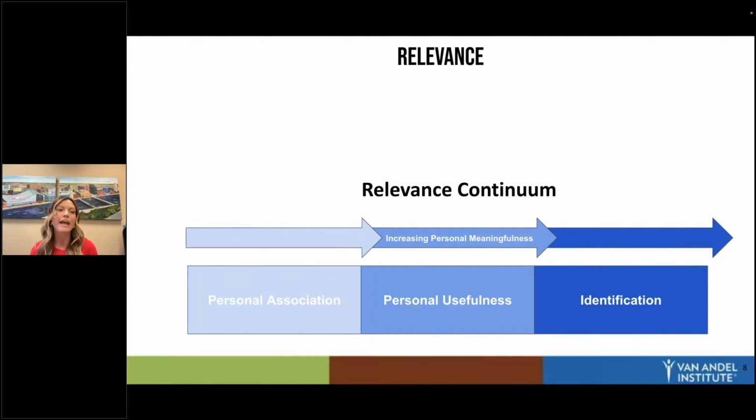So let's say that we have a science article, maybe on rockets, that we want our students to read. If they have a personal association with it, they might take that article and find it relevant at a low level by simply saying, oh yeah, I've heard about rockets before, or I've read about NASA. So they have some sort of small personal association with that. In the middle there is personal usefulness.